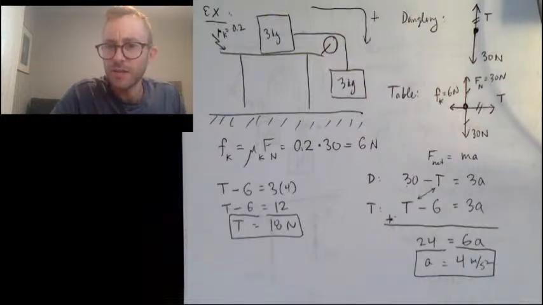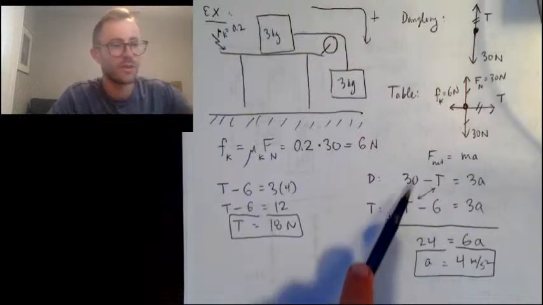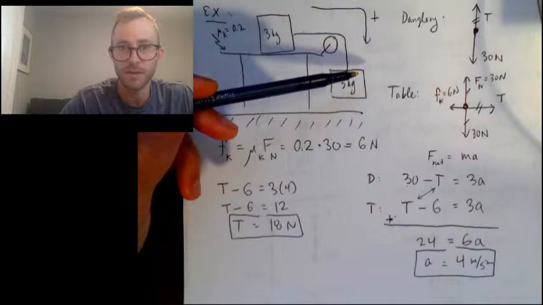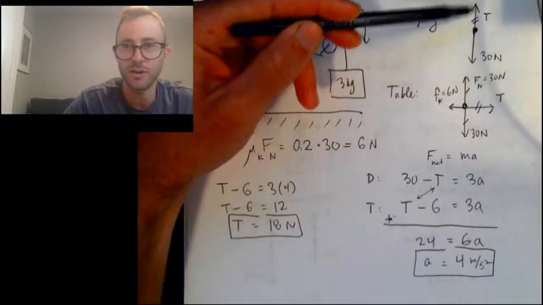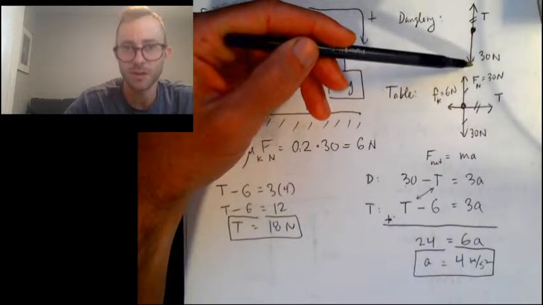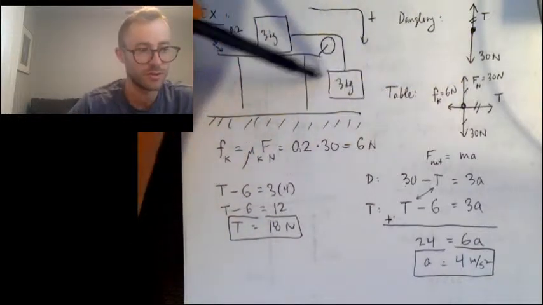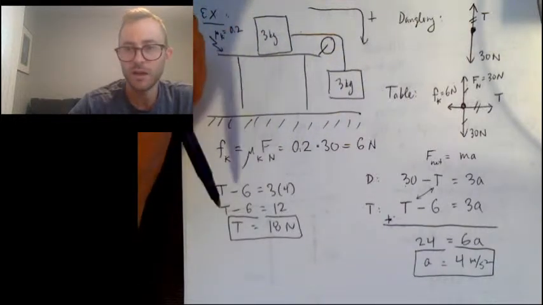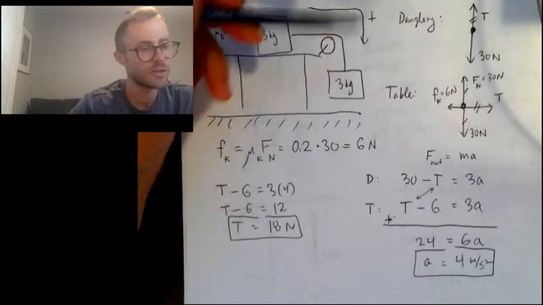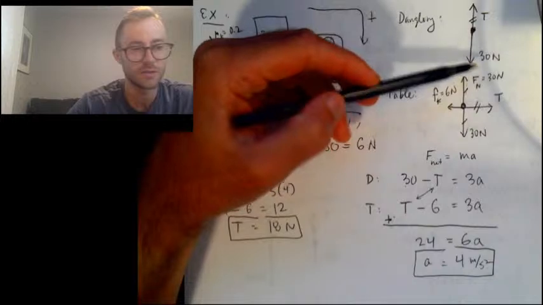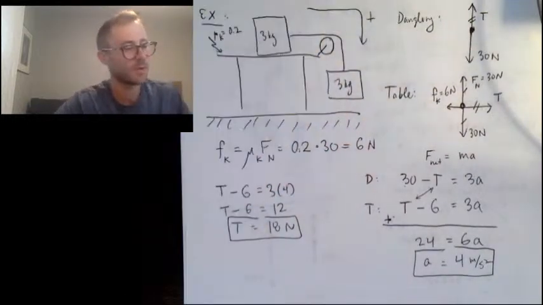There's a question in the chat about, can you explain why it is 30 minus T for the net force? For this dangling mass, downward is positive. It has a tension going upward, and it has a 30 newton weight force going downward. There's no normal force because it's dangling, it's not touching the ground, at least not yet. Because downward is positive, the net force is going to be down forces minus up forces. So we have 30 minus T.